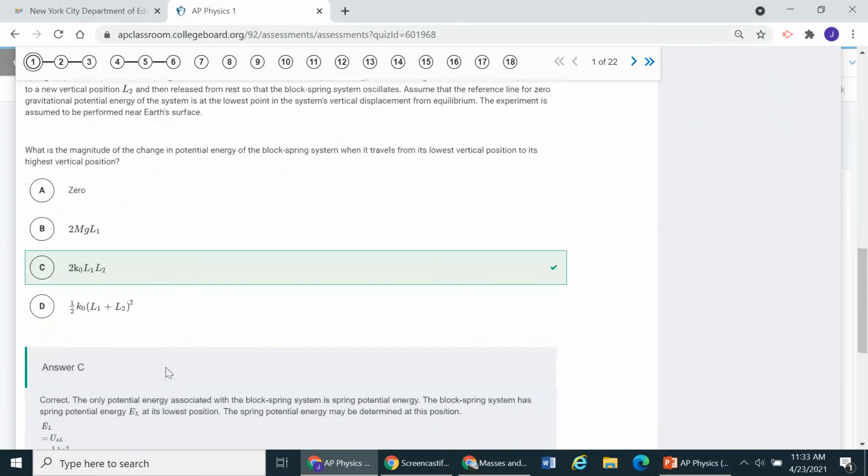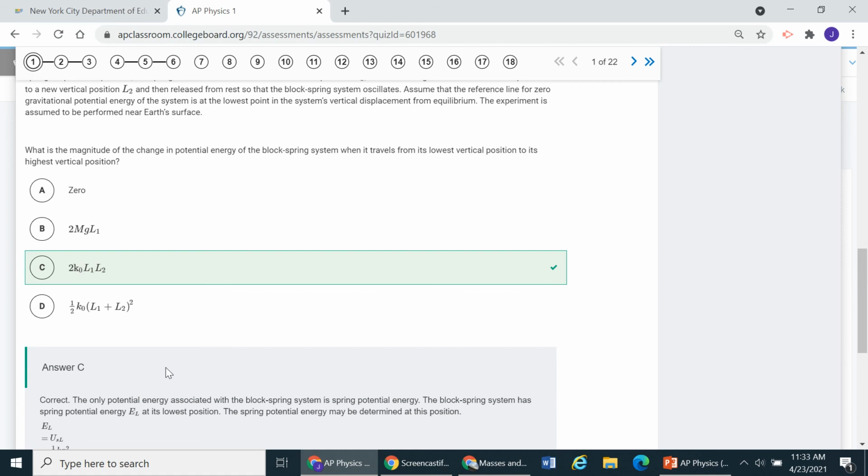But it's important to realize if you just thought that was crazy, like look at how much work that was. That's a hell of a lot of work. You have 100 seconds to answer this question. You got to remember some test-taking strategies here. It says, what is the magnitude of the change in potential energy of the block-spring system when it travels from its lowest vertical position to its highest vertical position?